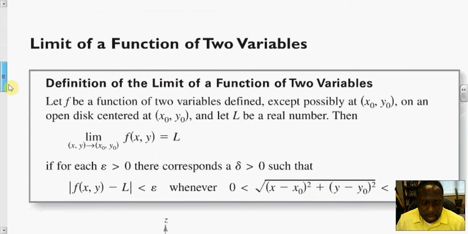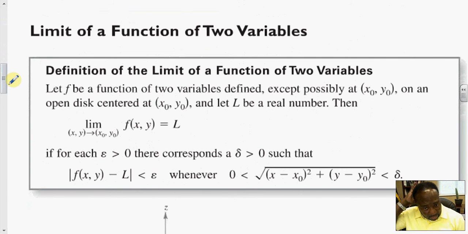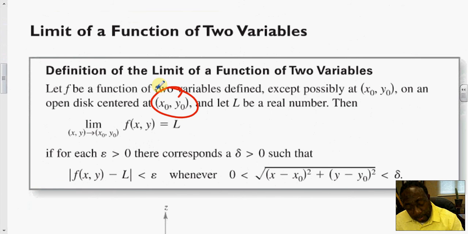So here, formally, the definition for the limit of a function of two variables: let f be a function of two variables defined, but might not necessarily be defined at x naught, y naught. You can have a jump at x naught, y naught, or a spike. You could have 1 over x or 1 over x plus y. And so you might not have the function continuous at the point x naught, y naught, but it's possible to have a limit there.